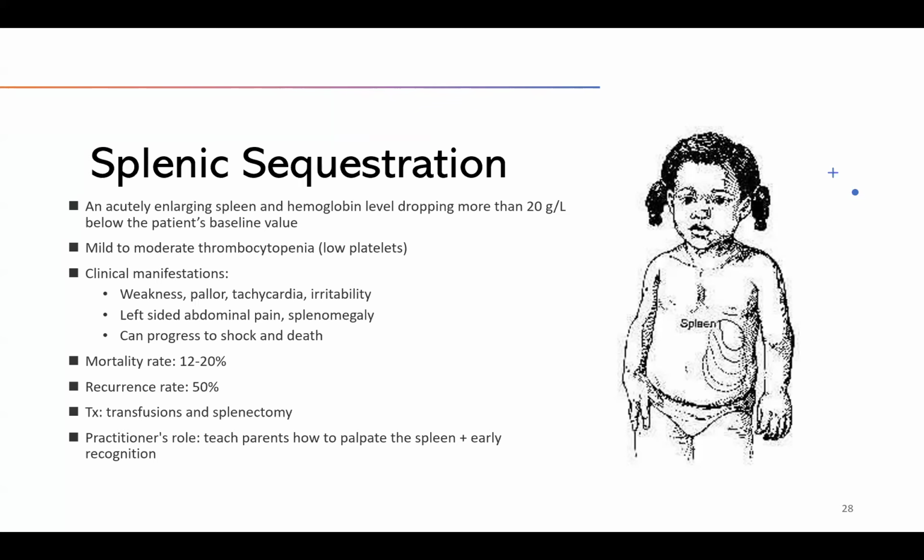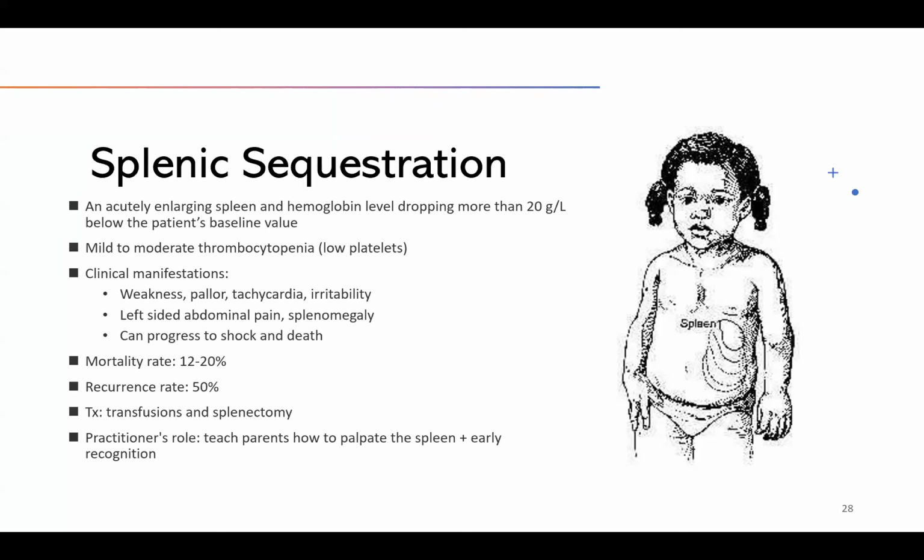They'll also have mild to moderate thrombocytopenia. They will clinically look unwell, looking more weak, more pale, more tachy, more irritable. They'll have a palpable spleen. Some of the older kids can say that they have left-sided abdominal pain. Some of our splenic sequestrations can progress to shock and death. We know that the mortality rate is anywhere from 12 to 20%. For some of our patients who have presented to emergency, their hemoglobin has been as low as the 20s.